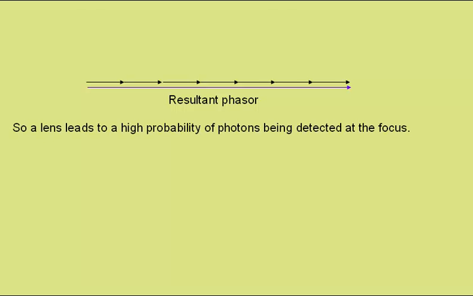So the 7 phasors from those 7 routes might be aligned like this, giving this as a resultant phasor. So a lens leads to a high probability of the photons being detected at the focus. This produces a bright region, as we know.